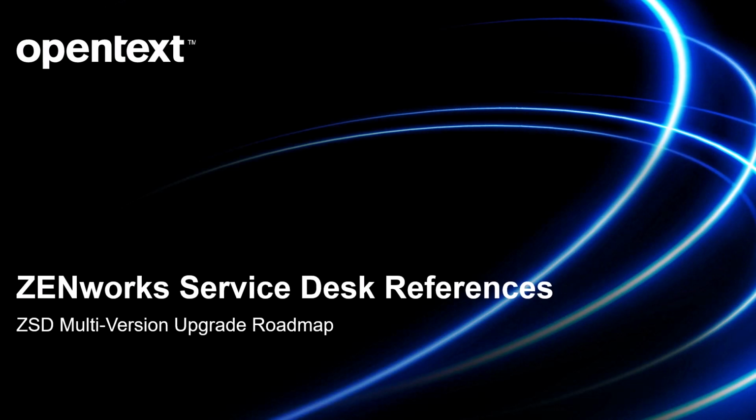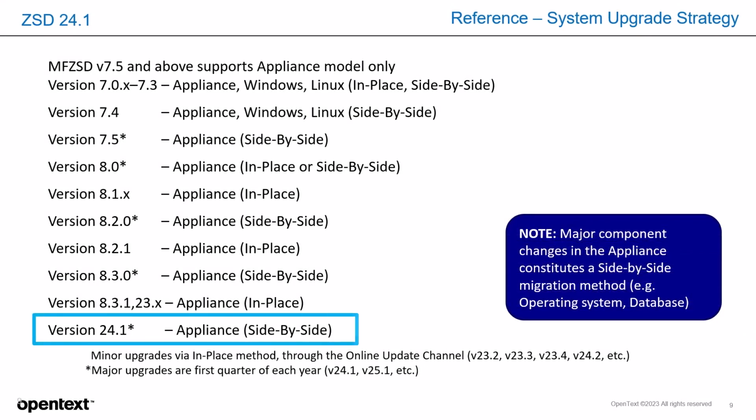So ZENworks Service Desk references using the multi-version upgrade roadmap. So let's look at the roadmap and where we've been. So we go back to 7.5 when it became an appliance model. And then we did side-by-sides for the appliance on major releases. And you can see that here we're on 24.1. Every major release is an appliance side-by-side, which is what we'll display today. The minor upgrades are the .2, .3, and .4 releases, whereas the major releases are now the .1 releases.